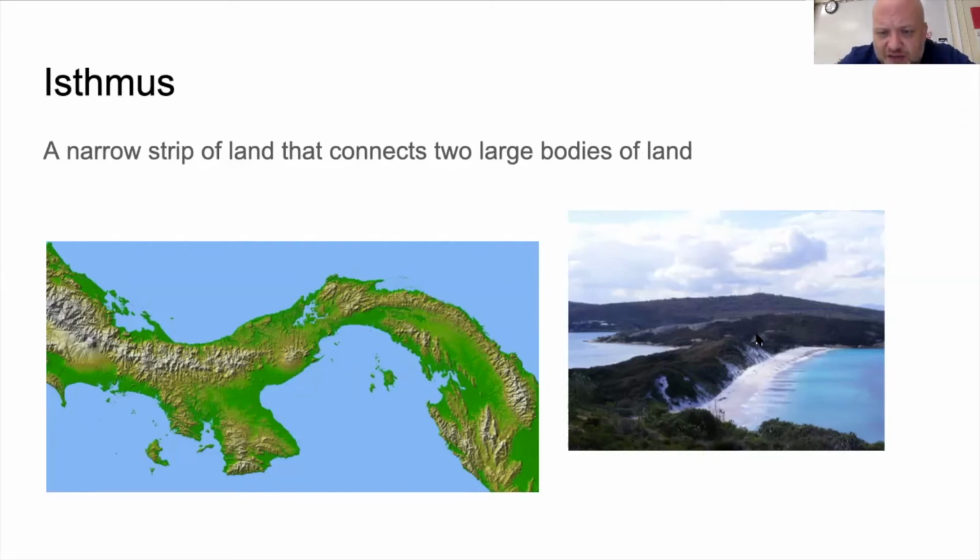I'll be quite honest, I found this photo over here. I am not sure where it's from, but we can see a large body of land, and this narrow strip is our isthmus. Okay, so think of Christmas time, people connecting. This is a narrow strip of land that connects two large bodies of land. We have one on the continent we live on that connects us to South America.